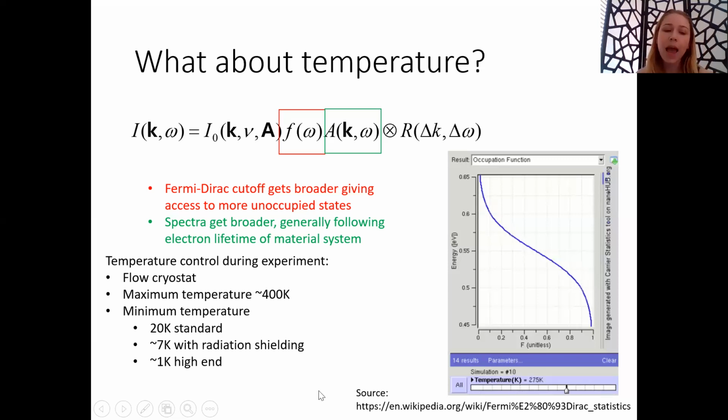And there are some systems that can get down to 1 Kelvin, although I should say that at this point in time, this is still quite rare. In fact, in the United States, there are no synchrotron end stations that I'm aware of that achieve 1 Kelvin. There are some around the world that do this.